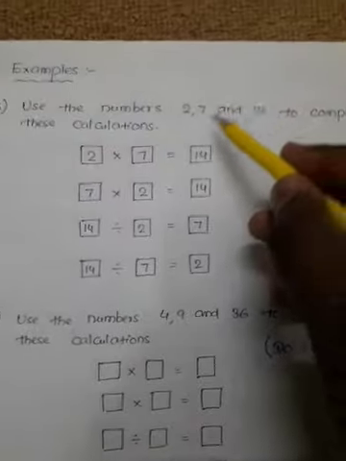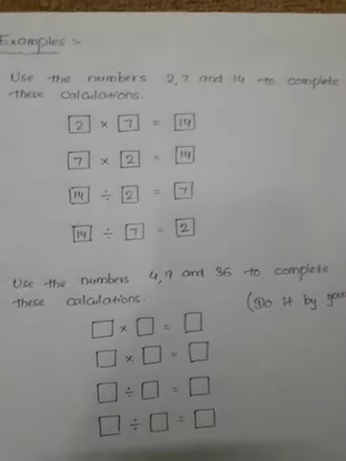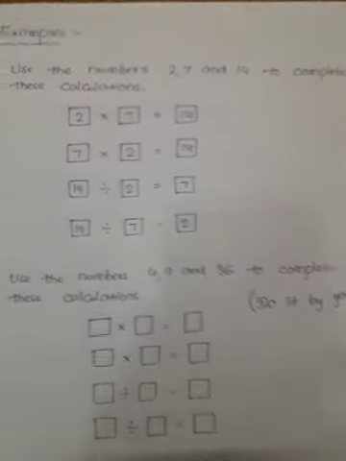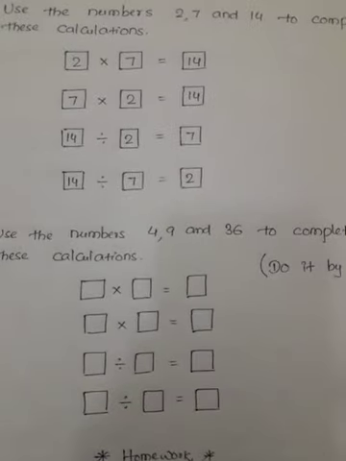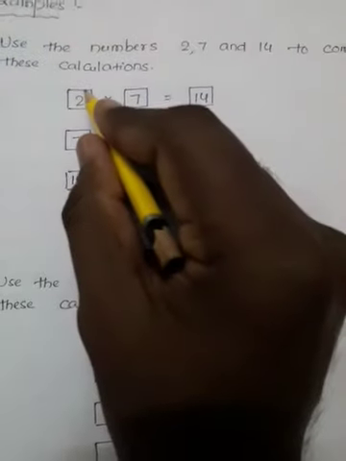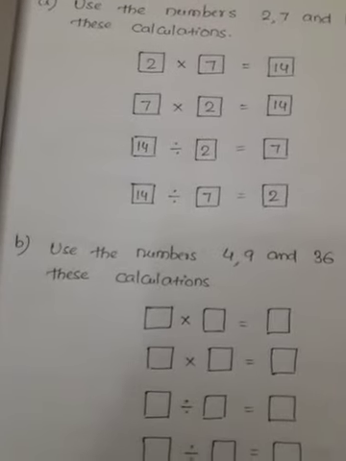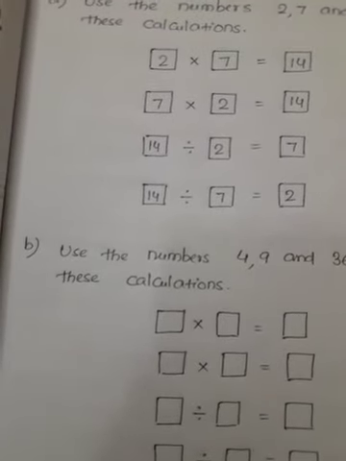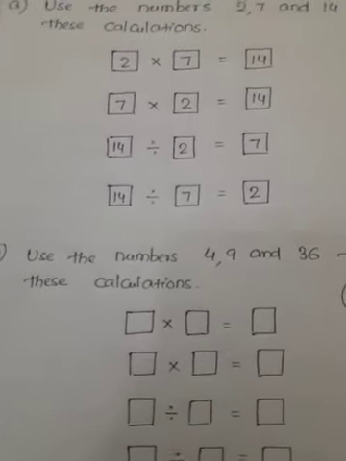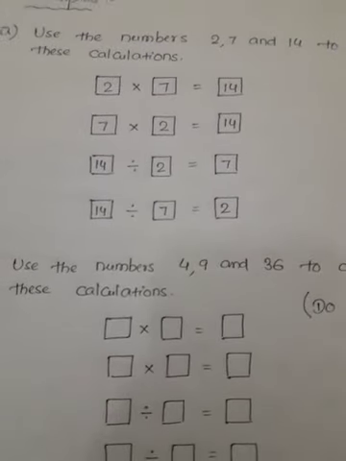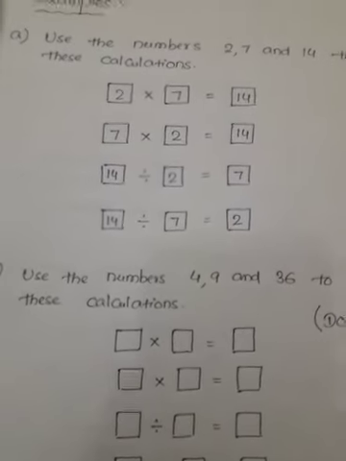Now, coming to these examples, use the numbers 2, 7, 14 to complete this calculation. So, how to complete? Easy way. In multiplication, remember the last number. This is the first number, this is the second number, this is the third number. In multiplication, the last number is the big number, and in division, the first number is the big number. These two things you have to remember.